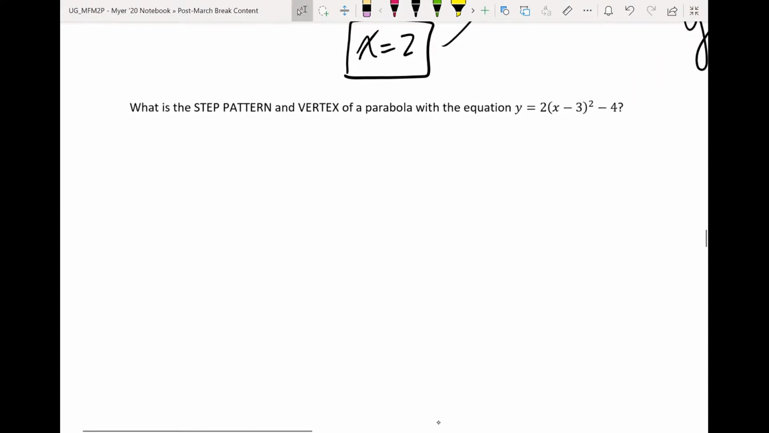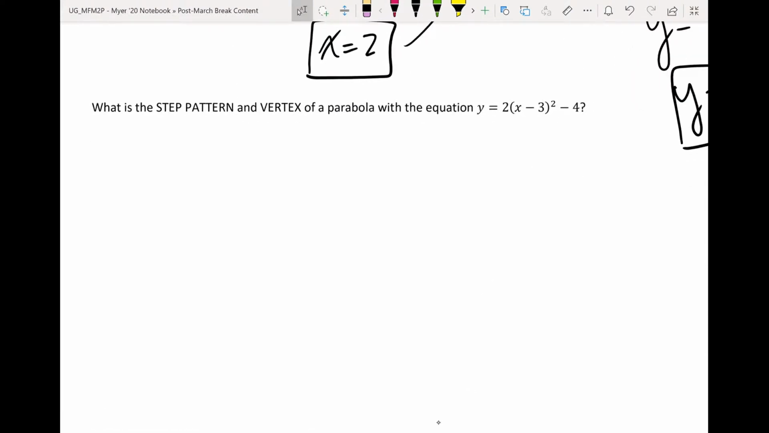Here's a really easy one. What is the step pattern and vertex of the parabola with this equation? Well, our step pattern is always the number out front. And the vertex is these two right here, except x is a liar. So it becomes 3, negative 4.